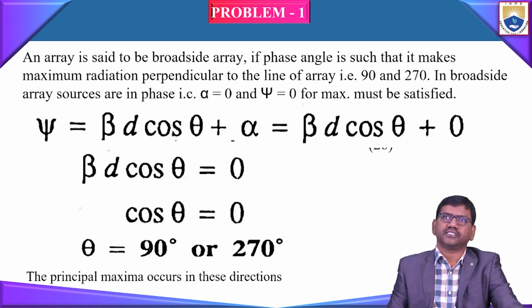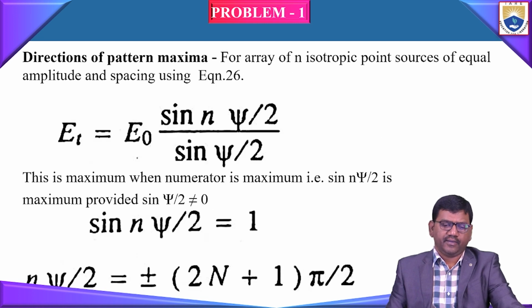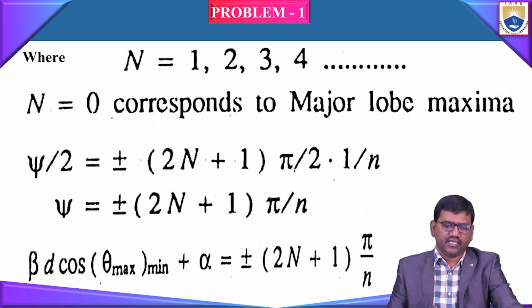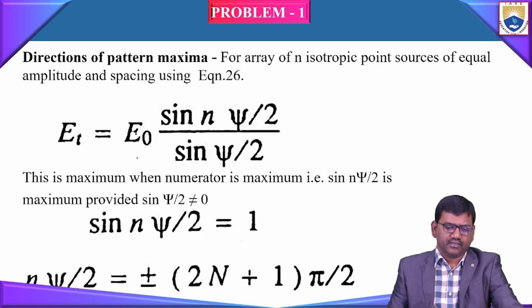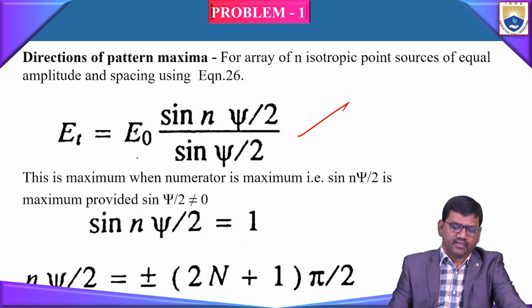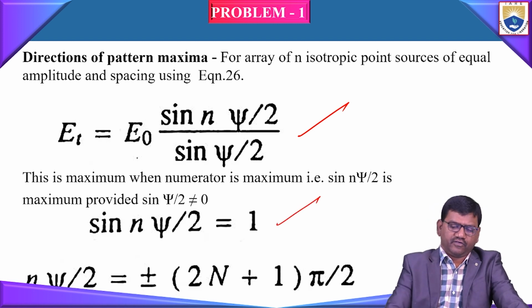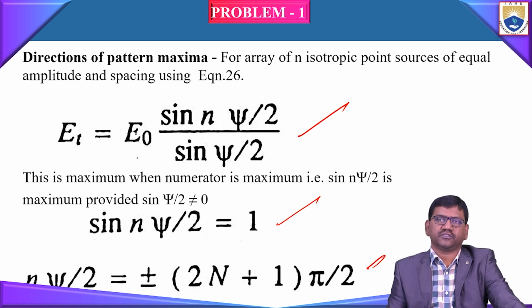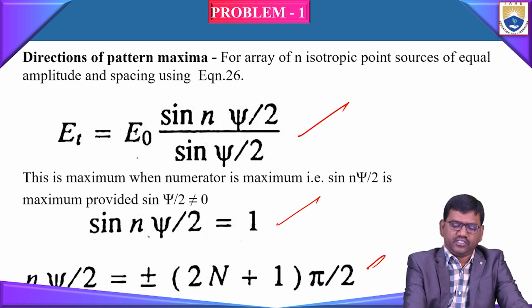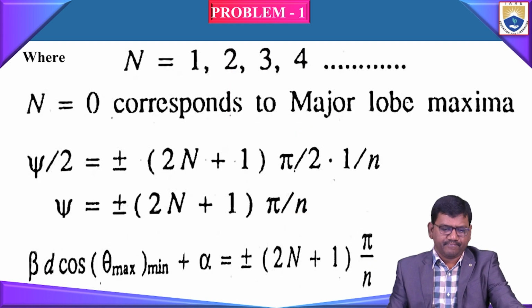So psi is equal to beta d cos theta plus alpha, we know. And for a broadside array, theta will be in the direction of 90 or 270. This is a maxima. So the pattern equation is given as E total is equal to E naught sin(n psi by 2) by sin(psi by 2). And it is maximum when sin(n psi by 2) is equal to 1. The trigonometric solution for this function is n psi by 2 is equal to plus or minus (2N plus 1) into pi by 2 here.